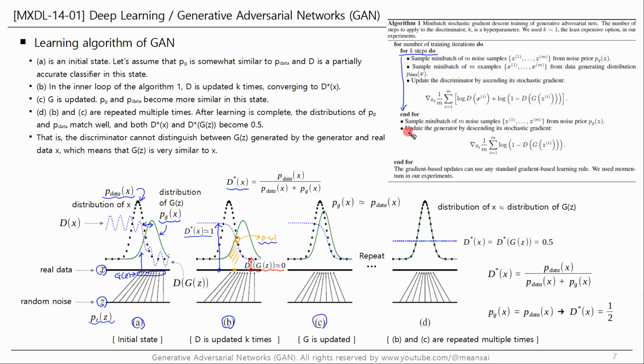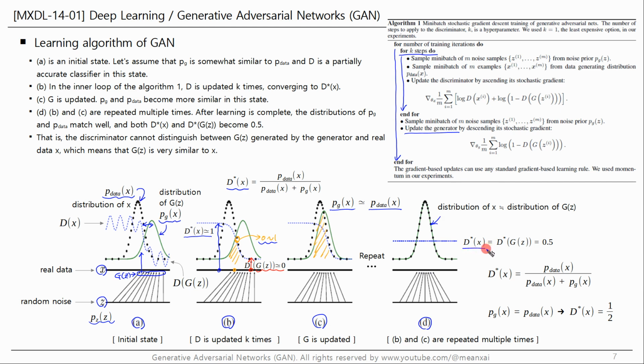In state C, G is updated once. PG and P data become more similar in this state. The two distributions overlap a lot. In state D, B and C are repeated multiple times. After the iteration has completed, the distributions of PG and P data match well.